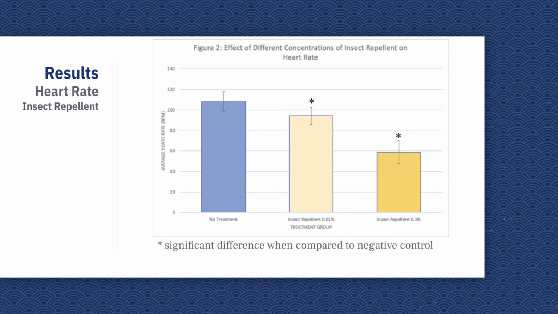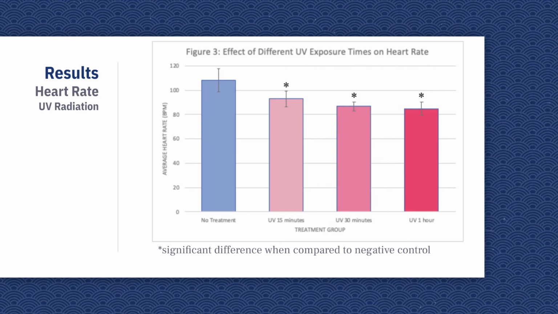The asterisk indicates a significant difference between the data and the negative control of no treatment. And as you can see, both treatment groups here had a significant difference. This figure is similar to the previous, but is for the UV exposure treatments. All three treatment groups had a significant difference compared to the negative control, but between each different time period, you can see that there is a lot of overlap in the standard deviation bars.